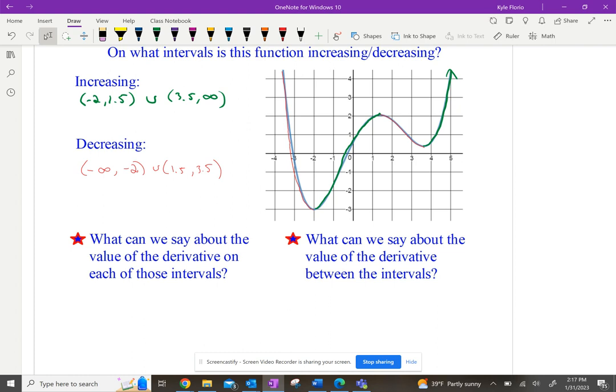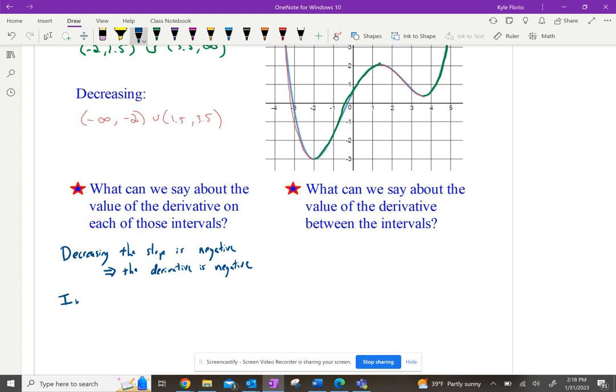What can we say about the value of the derivative on those intervals? If you were to take the derivative and plug in any numbers in the red, your derivative would come out to be negative, meaning your slope is negative. So where your function is decreasing, the slope is negative, which means the derivative is negative. Where it's increasing, the slope is positive, which makes sense from Algebra 1. Which means the slope, which is the derivative, is positive.